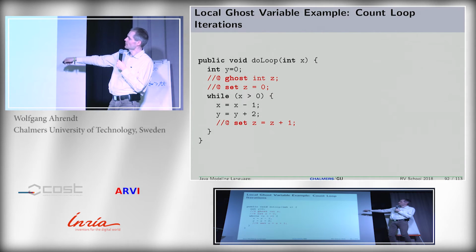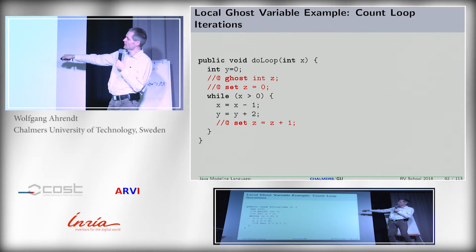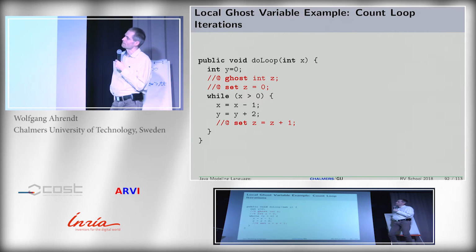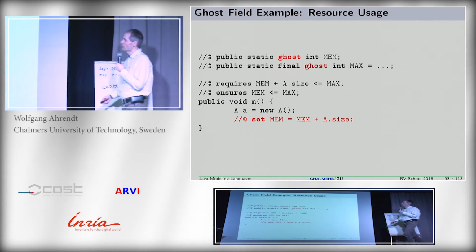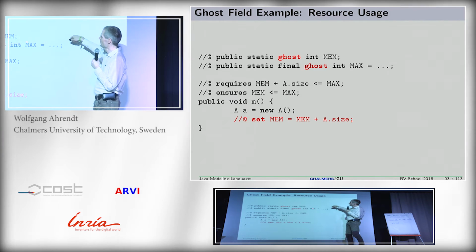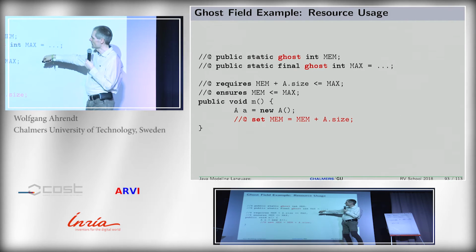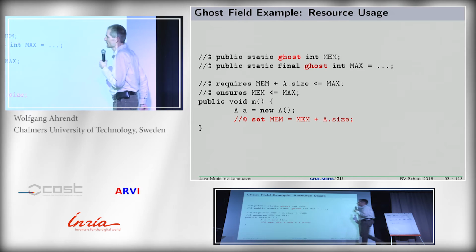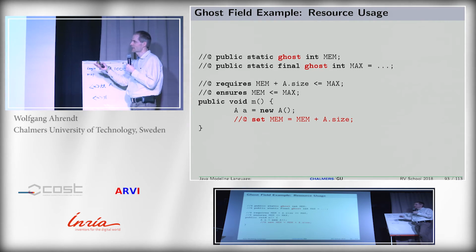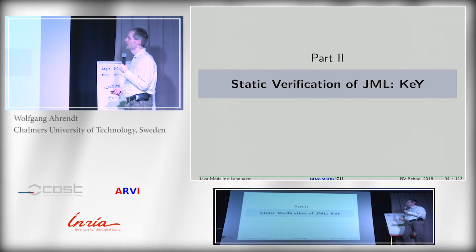and stuff. This here would be an example of a ghost variable which counts loop iterations. I set it to 0 here, and I increase here. It's very operational, right? Here we have ghost variables for memory usage, and whenever I allocate something, I can set this in a new way and so on. Very operational. A less operational way of doing things like that is model fields, which I don't cover here.